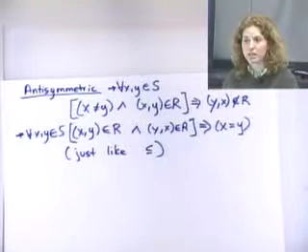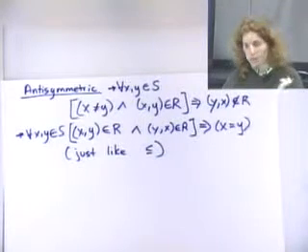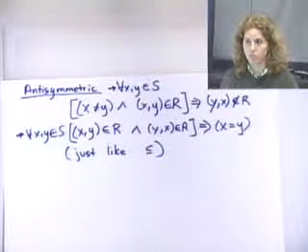So this looks like a complicated definition, but you all understand it because it's just like nothing's symmetric except I'm allowed to have some reflexive points in there.